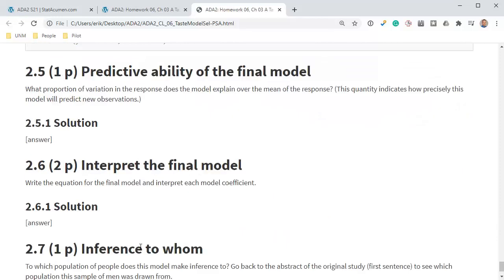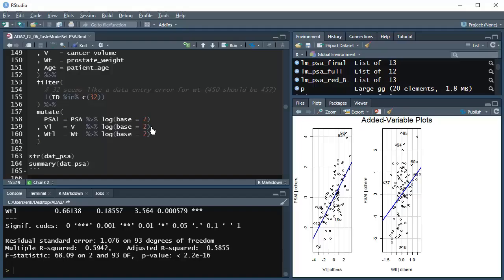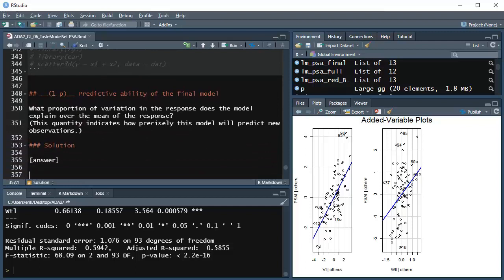So now I'm going to spend some time. There's always a dozen ways to do something, and I always struggle to know which is the best order. Let's do one thing at a time. So let's go over to R and start doing some writing. So I'm going to jump to the bottom, then page up. There's the predictive ability of the model, where I'm going to write the solution.